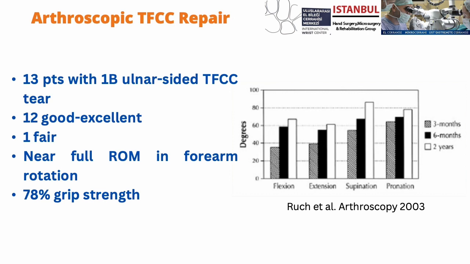Which all describe study of arthroscopic TFCC repair. The result: 13 patients with 1B unassisted TFCC tear showed good and excellent outcome in 12 patients, 1 patient fair result, and achieved near full range of motion in forearm rotation with 78% of the grip strength.